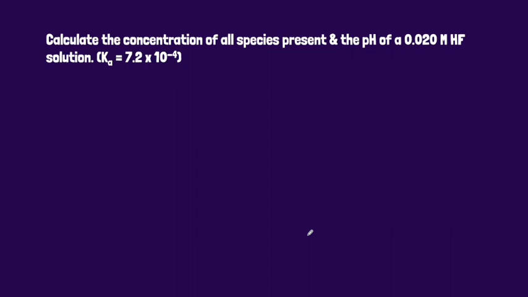Okay. Calculate the concentration of all species present and the pH of a 0.020 molar hydrofluoric acid solution. You have been given the Ka. The steps are going to be the same. Please pause this video and try this on your own.